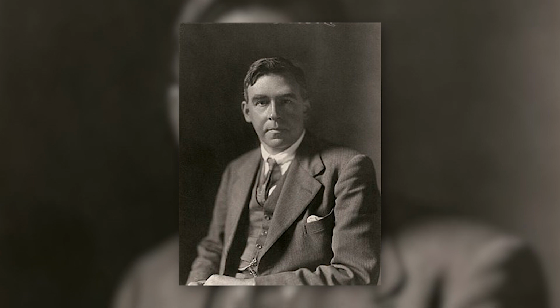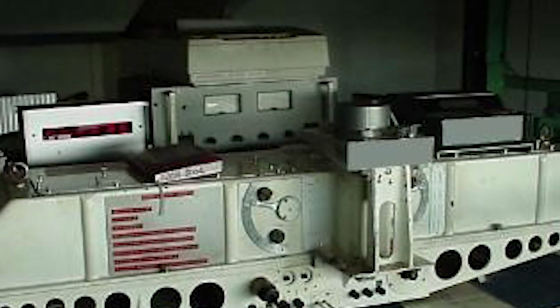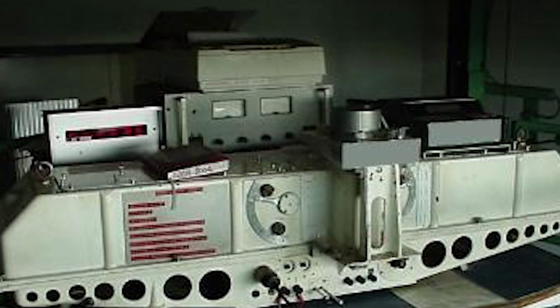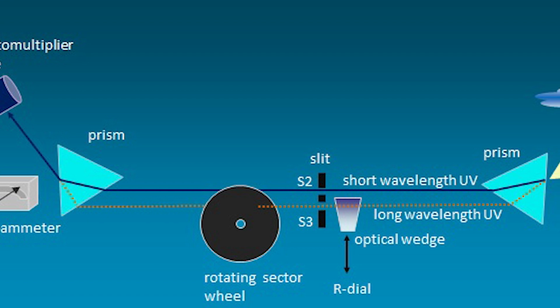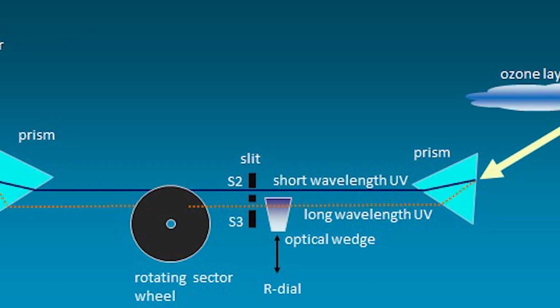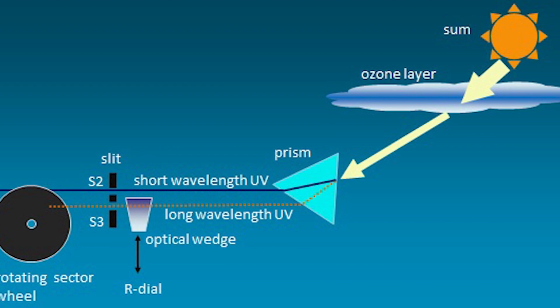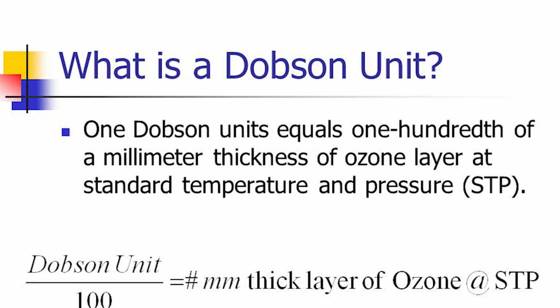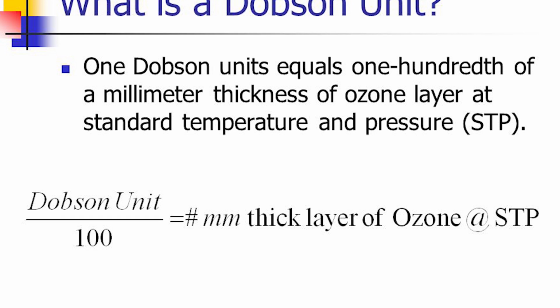The British meteorologist G.M.B. Dobson studied its features in depth and created the Dobson meter, a straightforward spectrophotometer that could measure stratosphere ozone from the ground. Dobson built an international network of ozone monitoring stations between 1928 and 1958, which is still in use today. In his honor, the Dobson unit, a practical unit for measuring the amount of ozone in the atmosphere, was created.